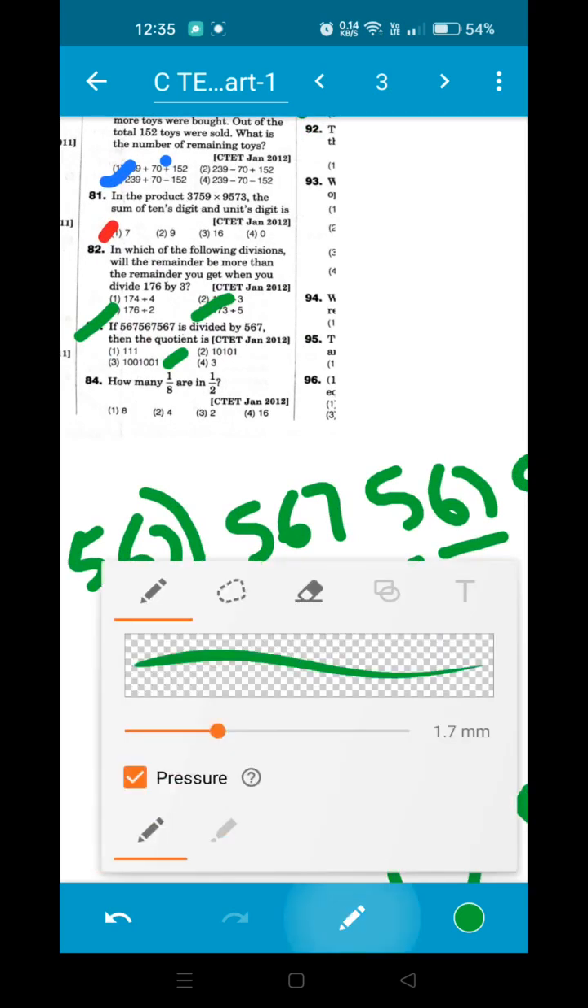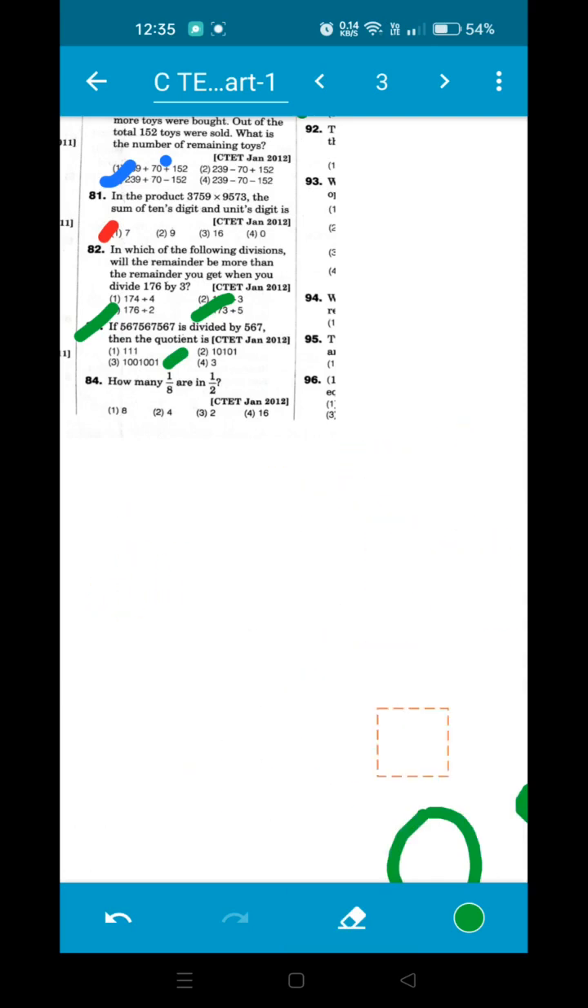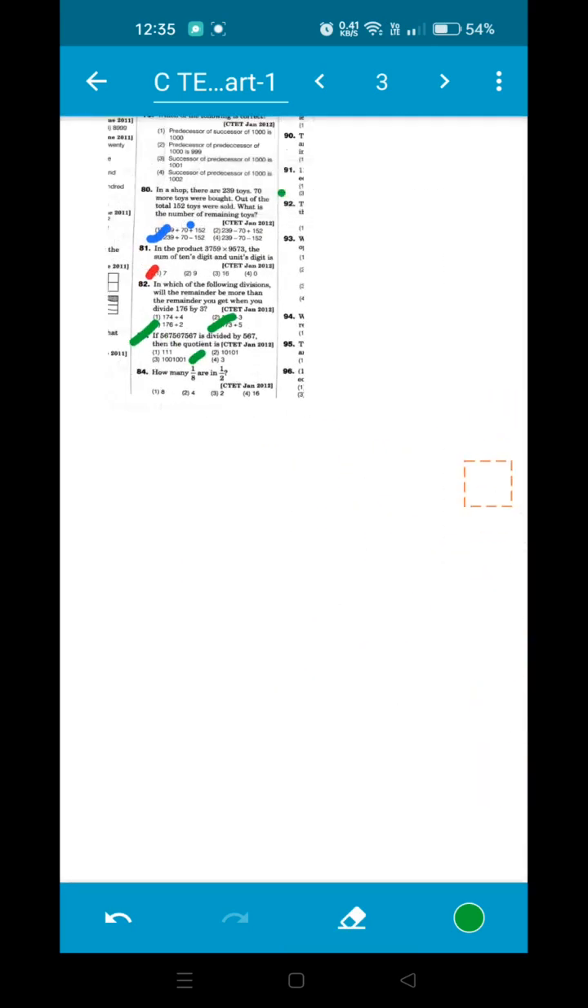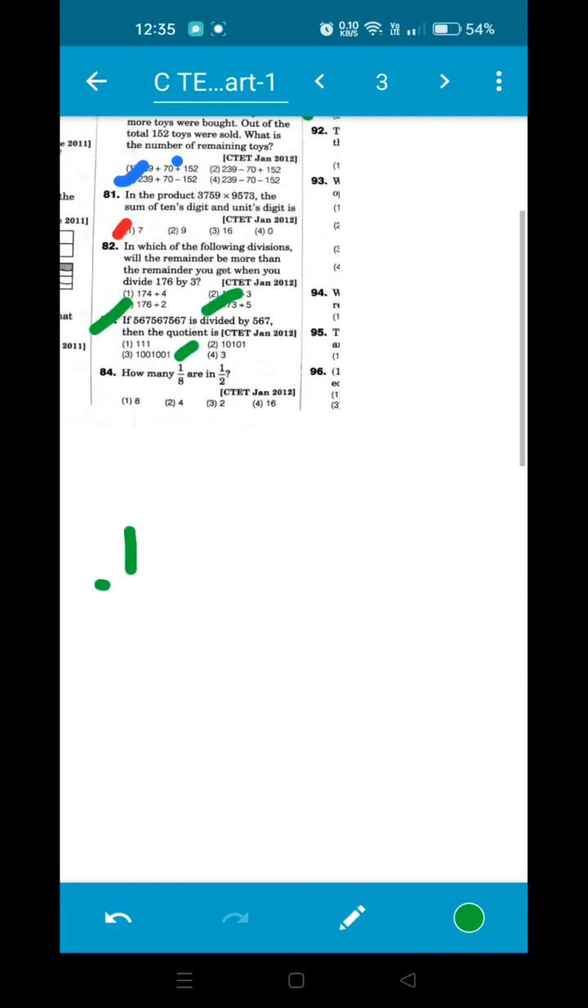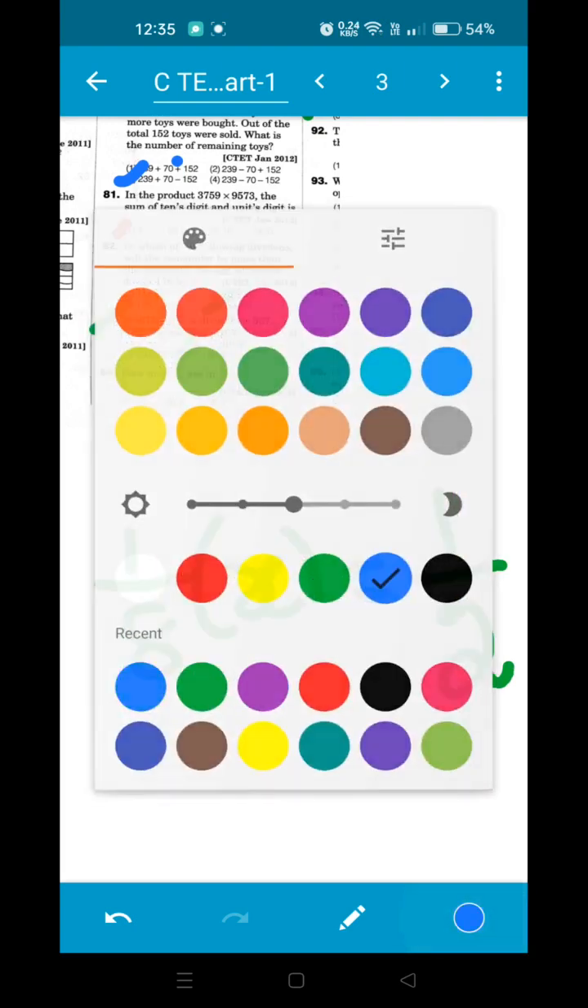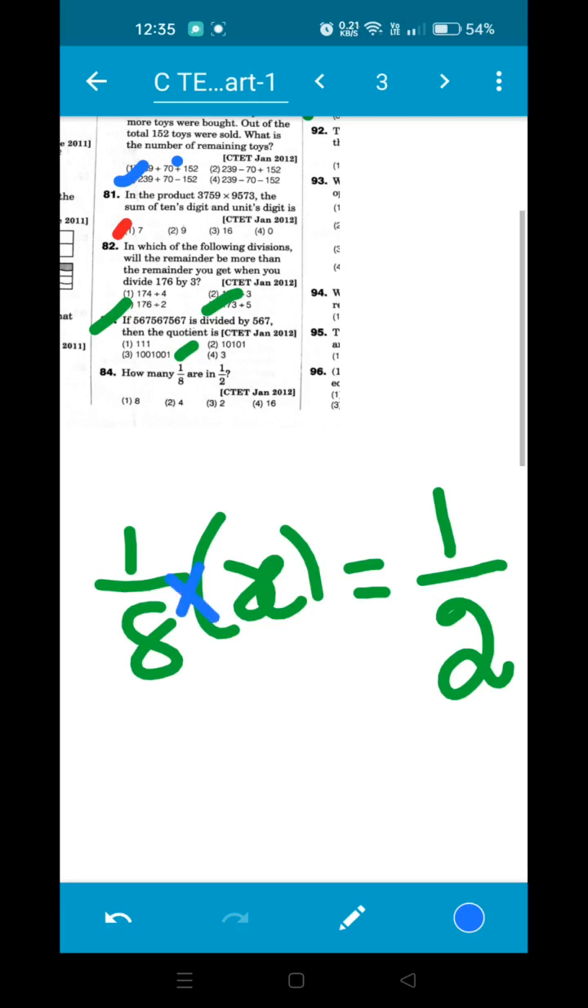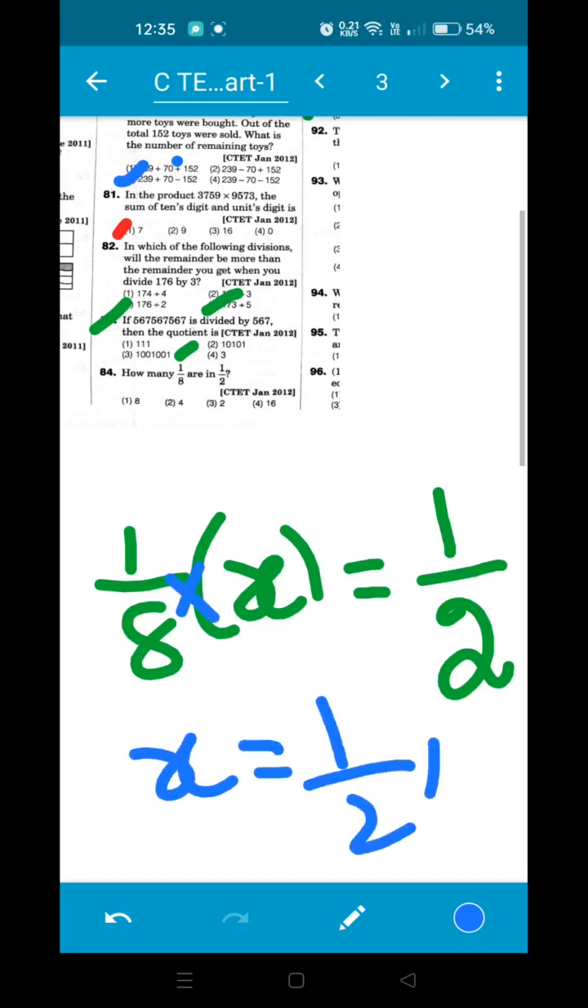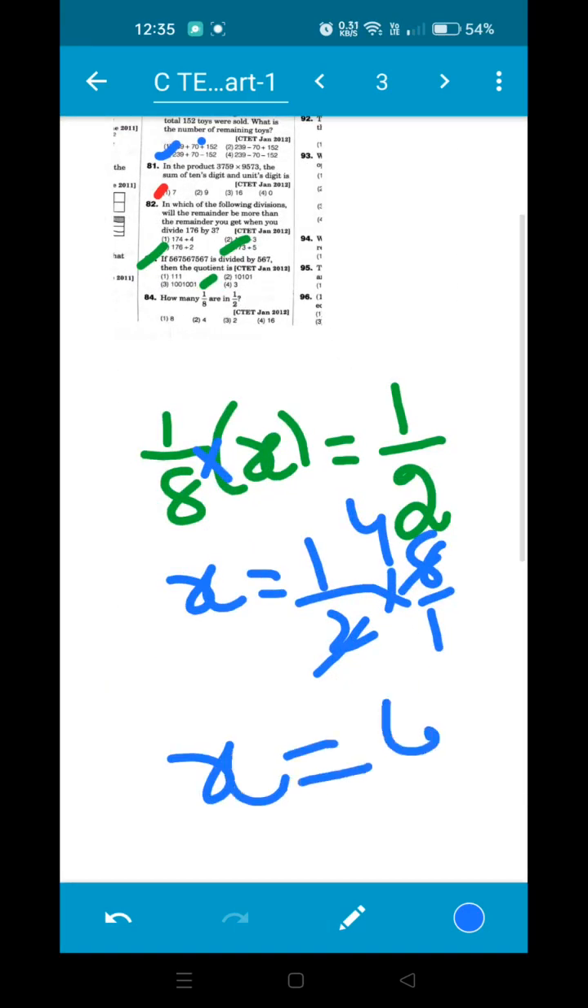Okay. Next. So 84. How many 1 by 8s? How many means we don't know. So x 1 by 8s are in 1 by 2. So how many 1 by 8s are there in 1 by 2? You have to simplify only. Here 1 by 8 is multiplying. When you take that side it becomes 8 by 1. So you can cancel 2 1s 2 4. So x is equal to, finally, the answer is option 2. Okay. This is 84.